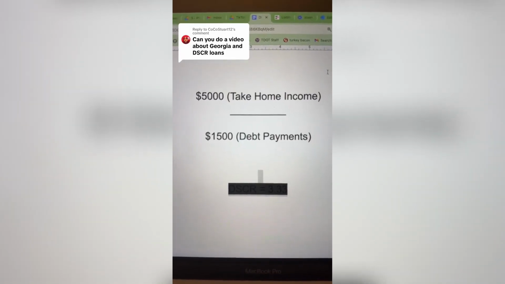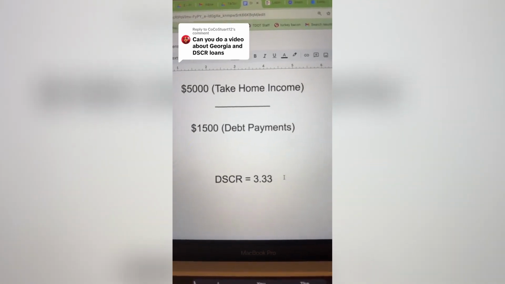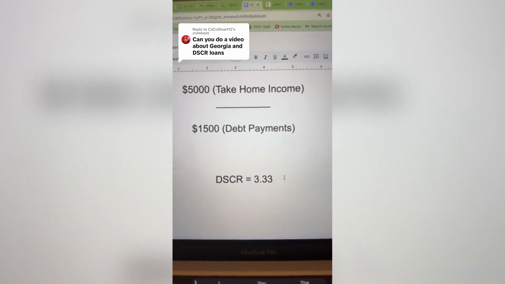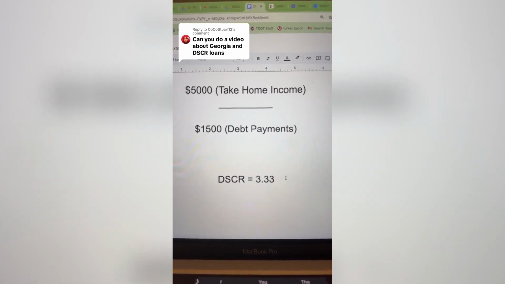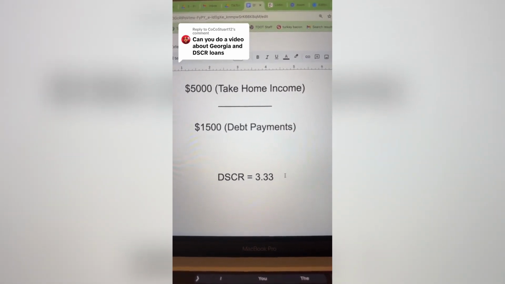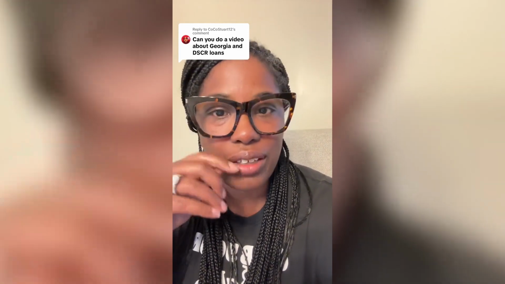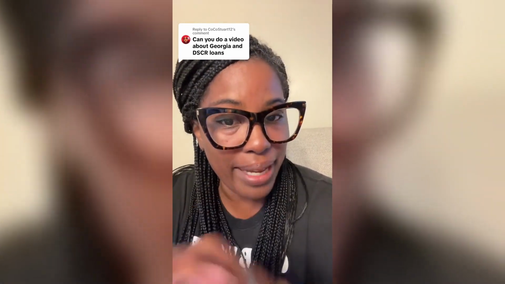Okay, so in our example, we're going to pretend like you've got $5,000 in take-home income and $1,500 in monthly debt payments. That means that your DSCR is 3.33. You've got over 3 times the amount of cash coming in that you need in order to cover your debt payment. And if you were an investment property, then the lender would be happy to give you a DSCR loan. But remember, you're still going to need a down payment.